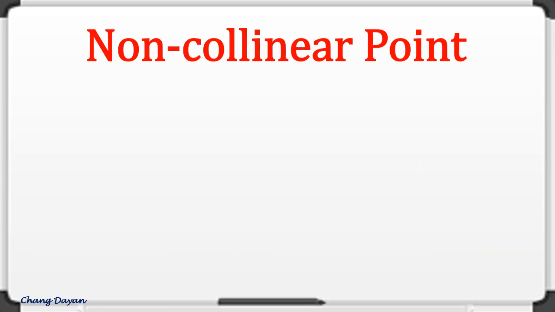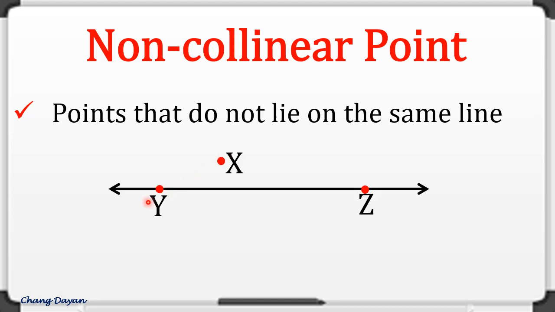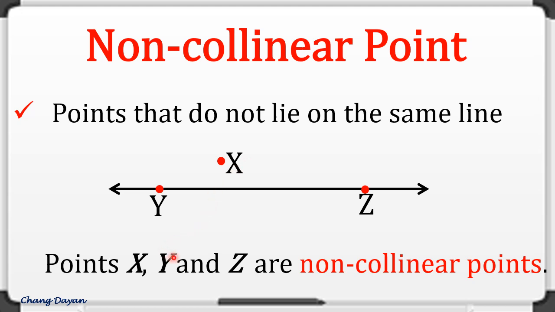Next, non-collinear points. We can say that points are non-collinear if they do not lie on the same line. Example, we have here the line YZ, and on line YZ there are 2 points, point Y and point Z, but there is 1 point that does not lie on the same line, meaning points X, Y, and Z are non-collinear, since point X did not lie on the same line.